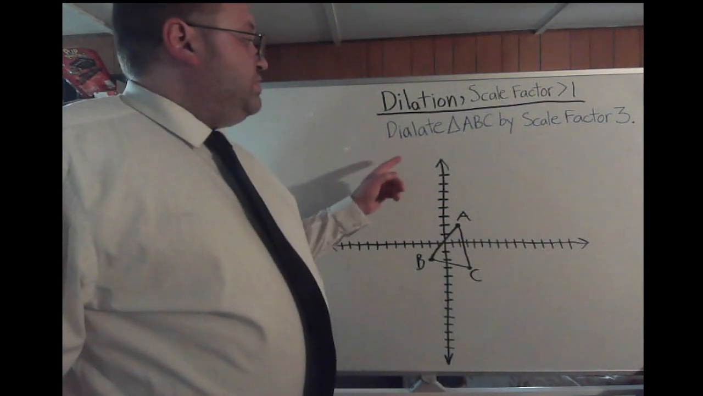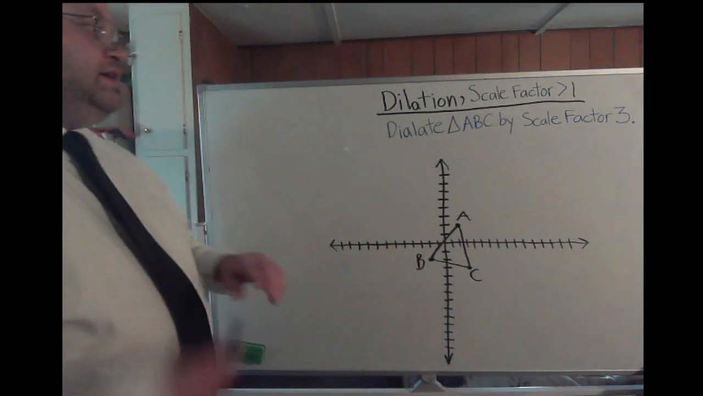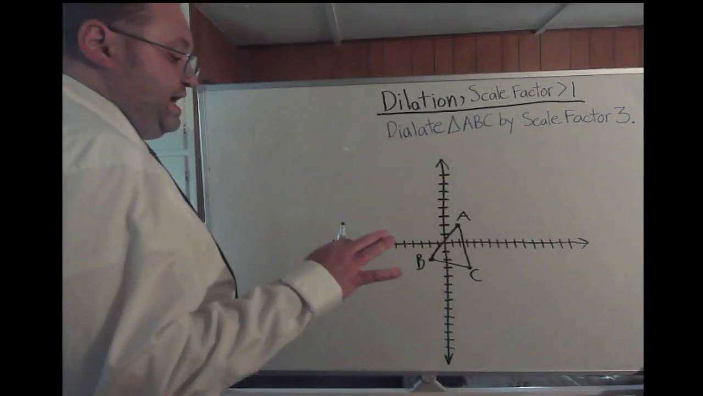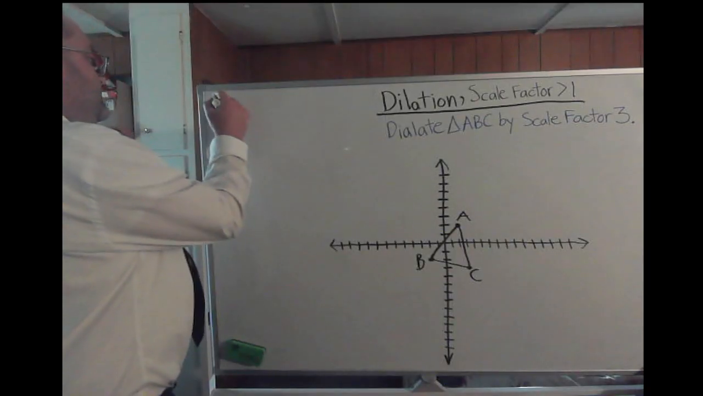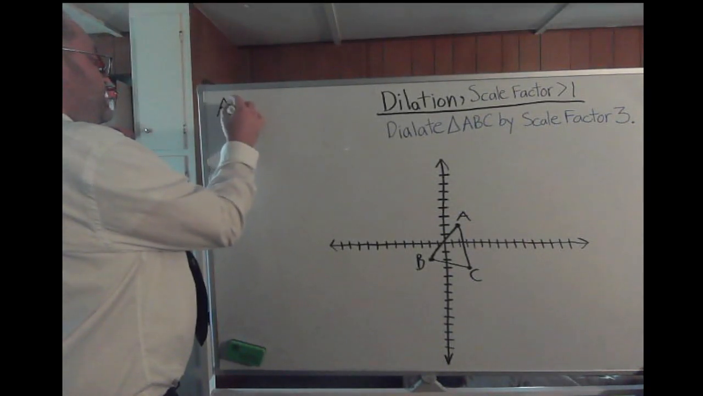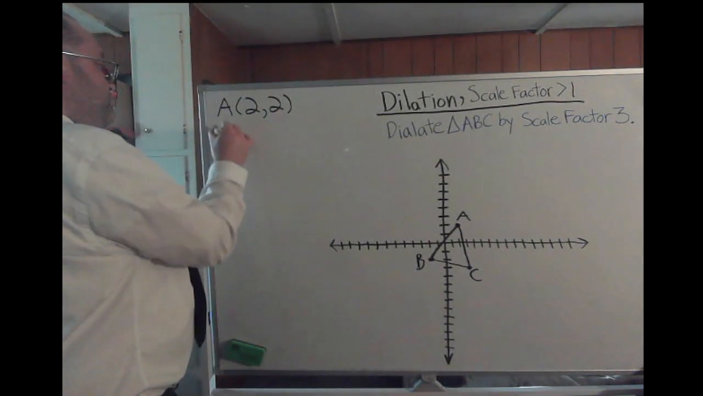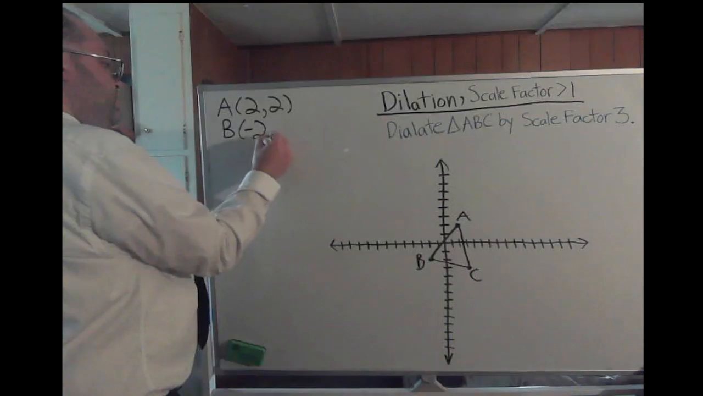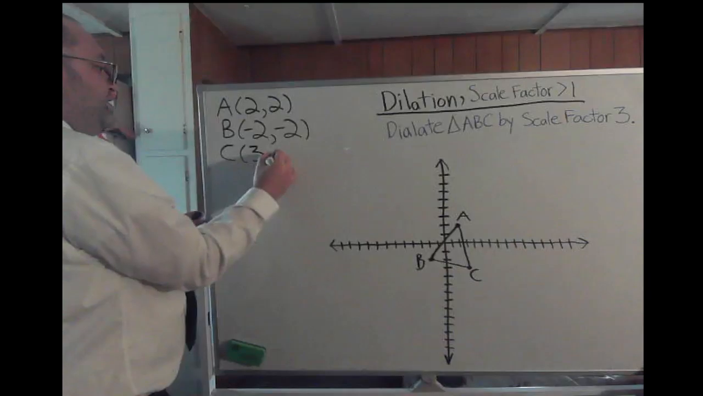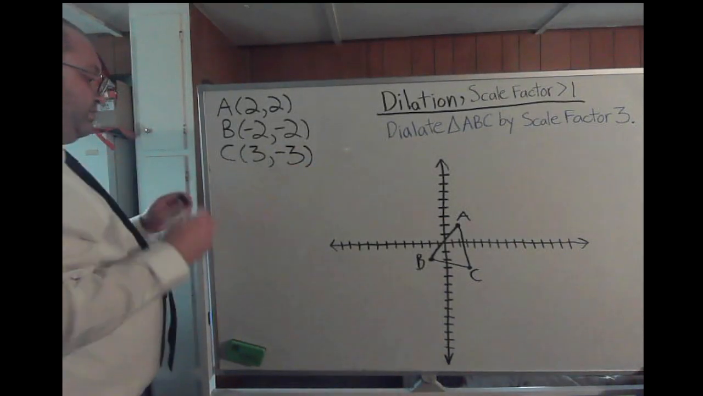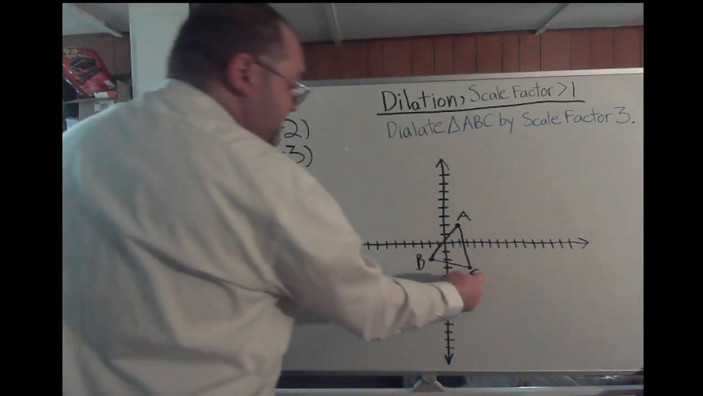So, the first one here, they want you to dilate triangle ABC by a scale factor of 3. So, before we do any dilations, let's list the coordinates of the original triangle. So, A, the coordinate is 2, 2. That's the original coordinate of A. B is -2, -2. And C is located at 3, -3. Okay, so yes, we have A at 2, 2, B at -2, -2, and C at 3, -3.